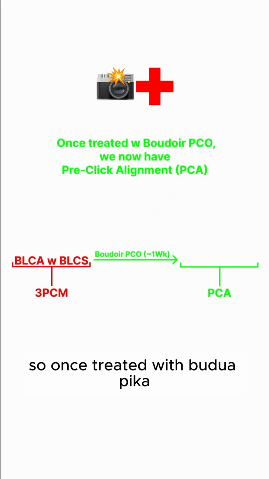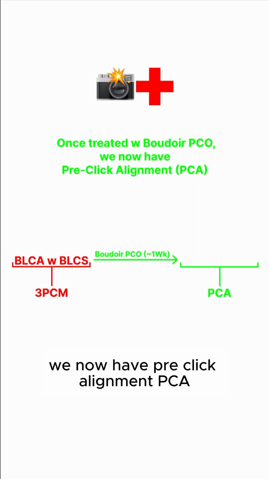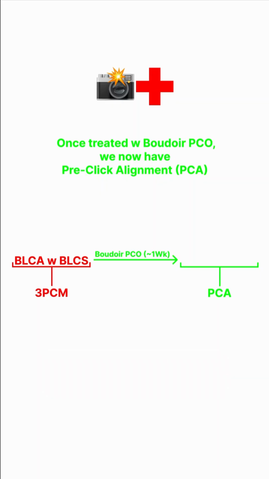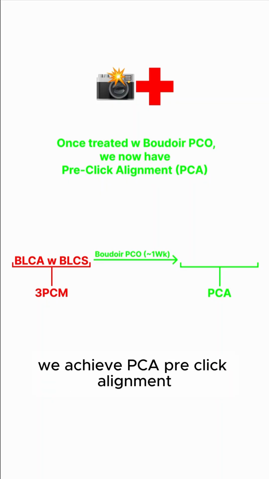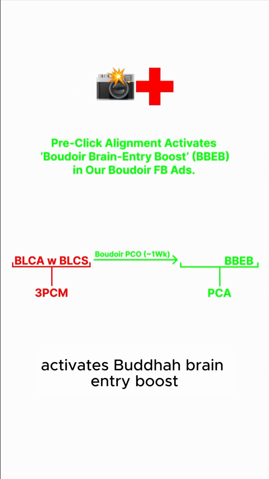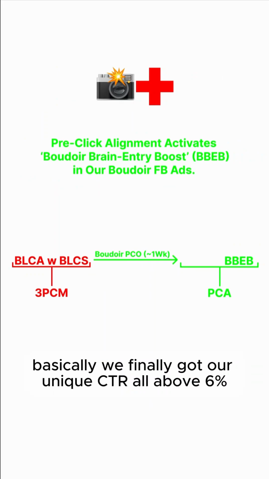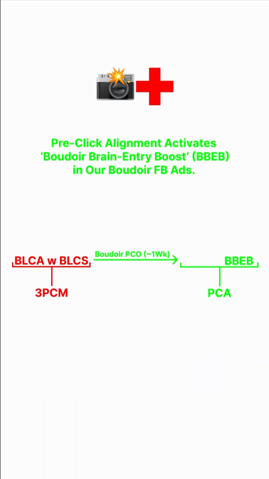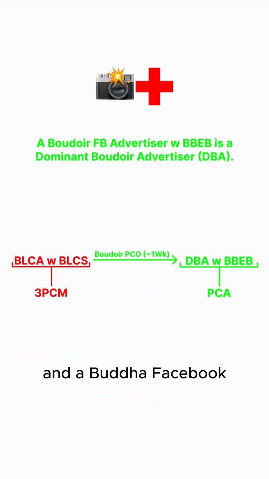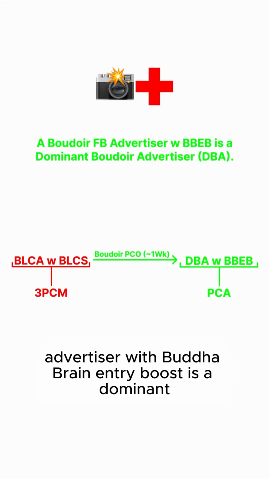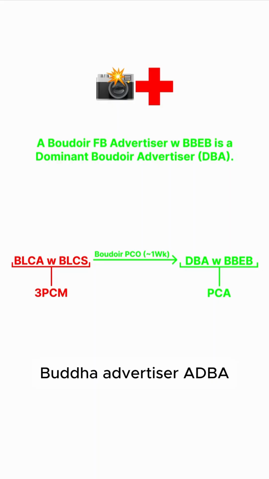So once treated with Boudoir Pico, we now have pre-click alignment, PCA. So we get rid of the 3 pre-click mistakes. We achieve PCA, pre-click alignment. Pre-click alignment activates Boudoir brain entry boost in our Boudoir Facebook ads. Basically, we finally got our unique CTR all above 6%. And a Boudoir Facebook advertiser with Boudoir brain entry boost is a dominant Boudoir advertiser, ADBA.